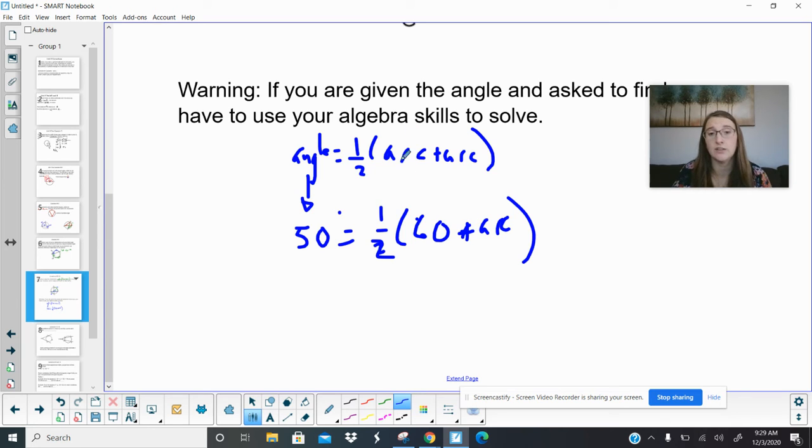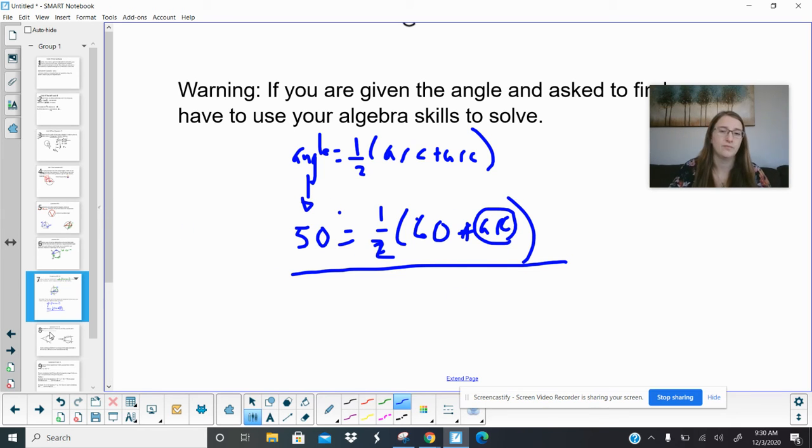Well, we can't just plug in numbers where we want. Yes, it would be easiest if we knew both the arcs, but if the question says, hey, angle 1 is 50, it has to go in the position of the angle, and this is a bit trickier to solve because we have to get that arc by itself. So if you have a question that gives you the angle and you are thoroughly confused, let me know. I will help you out, because we need to know how to solve this.